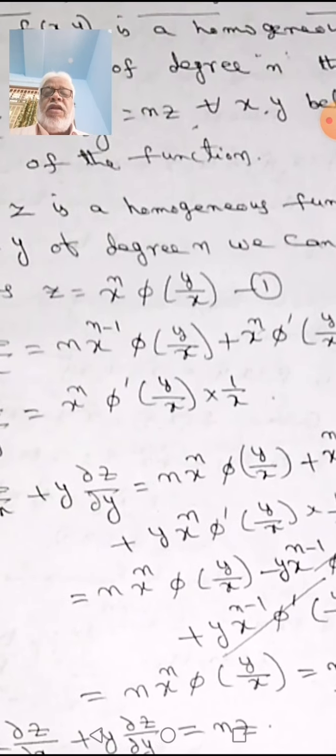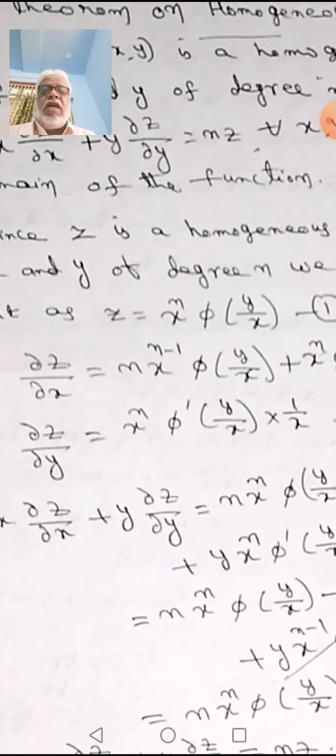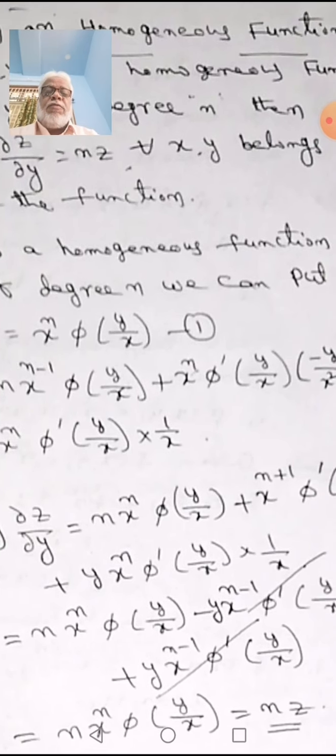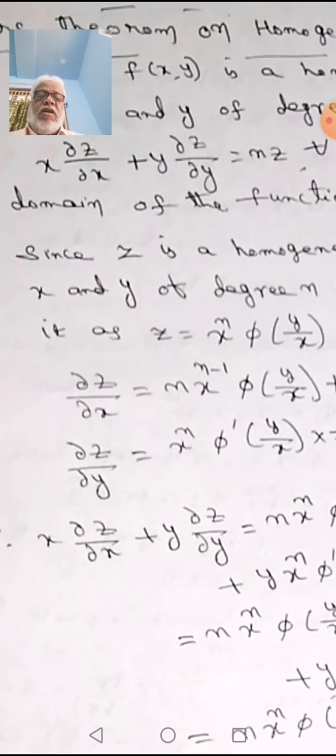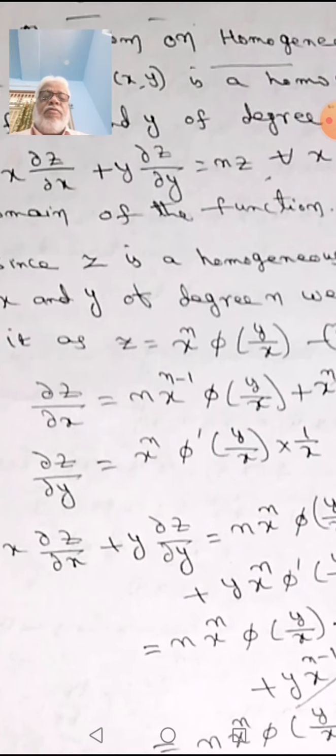Minus y by x square is the internal derivative for y by x with respect to x. So finally, dou z by dou x is n x power n minus 1 phi of y by x plus x power n phi dash y by x into minus y by x square. Similarly, we write dou z by dou y. What is dou z by dou y?